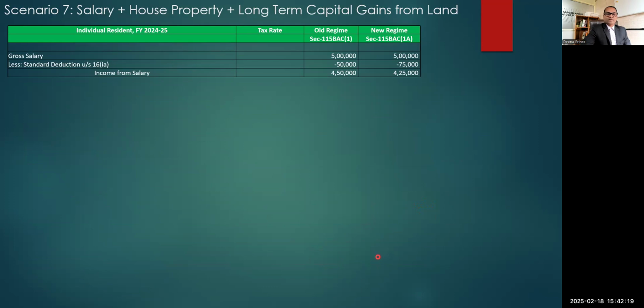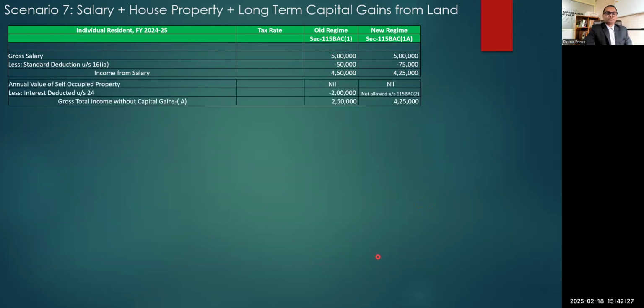Gross total income is 5 lakh, gross salary. We all know the standard deduction will be allowed. So income from salary is 4 lakh 50 and 4 lakh 25. Then we have income from house property. Because it is a self-occupied property, it will be nil. And then you have interest under section 24, 2 lakhs, which is deducted in case of old regime.